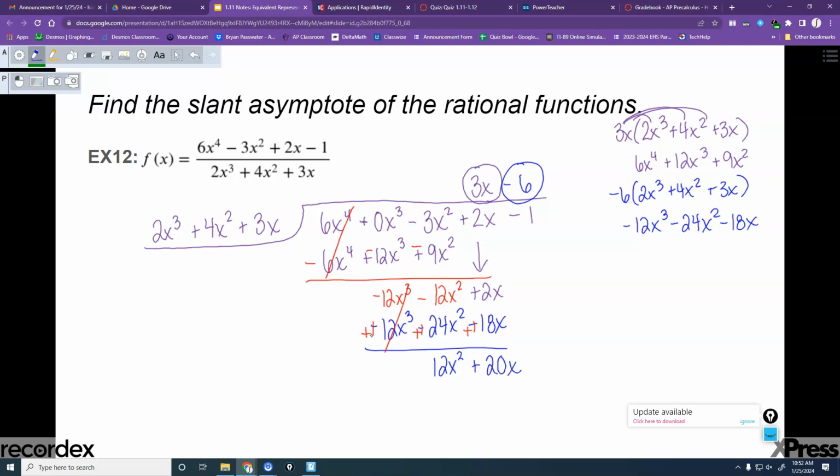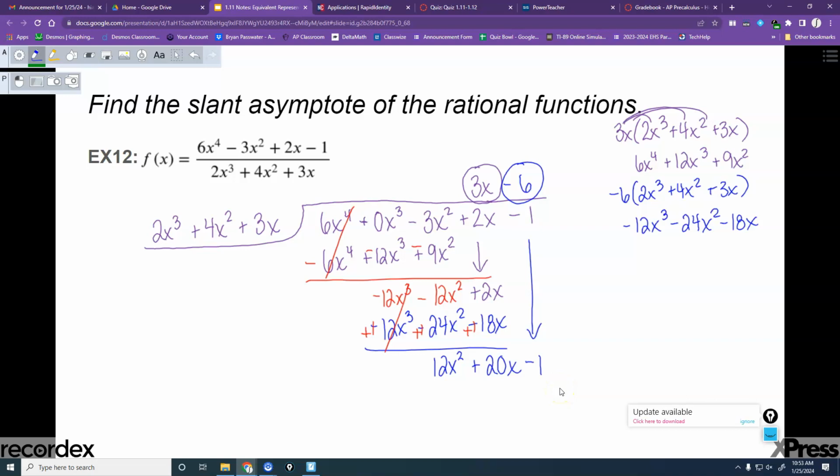Now, can I divide? I mean, I do need to bring down that negative 1 right there. Can I divide any further? Is something times 2x to the third going to give me 12x to the second? It will not without using negative exponents, and we don't want to do that. So all of this stuff is your remainder.